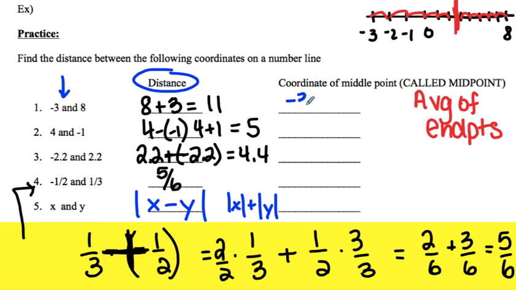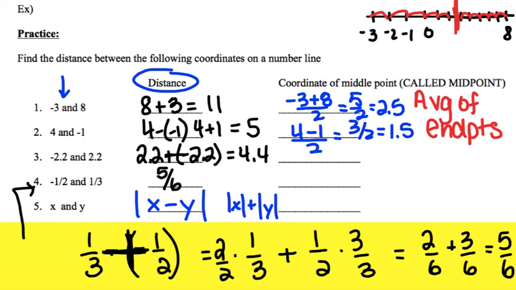So I have -3 plus 8 divided by 2. And that gives me 5 over 2, which is 2.5. Okay? All right, we do the next one. 4 plus a -1, which is 4 minus 1 over 2. That gives me 3/2, which is 1.5. So the coordinate of the midpoint is 1.5.